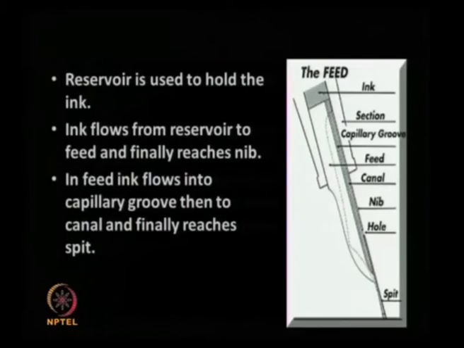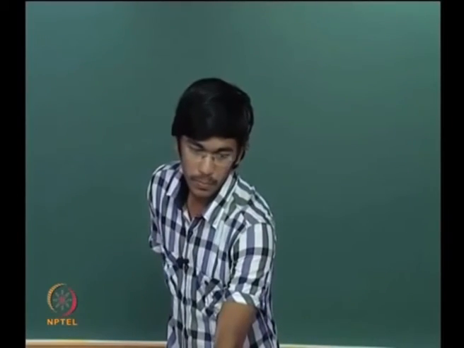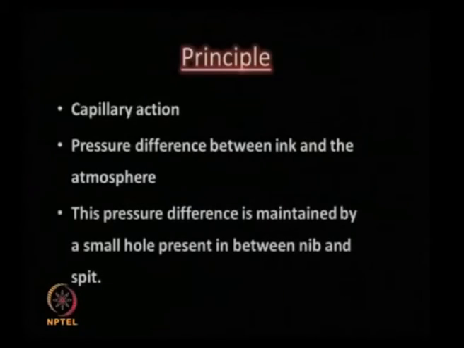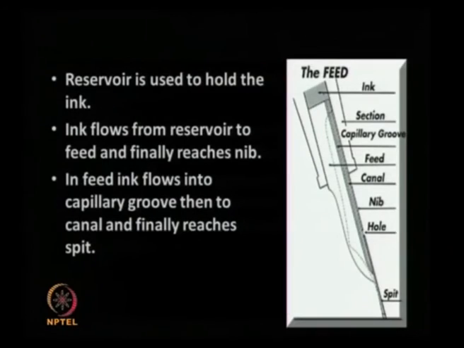The reservoir is mainly used to hold the ink. Ink flows from the reservoir to the feed and finally reaches the nib. In the feed, ink flows into the capillary groove and then to the canal and finally reaches the spit. And this whole principle works on capillary action. The pressure difference between the ink and the atmosphere makes the ink flow in the pen without any breakage. This pressure difference is maintained by the small hole present between the nib and the spit.